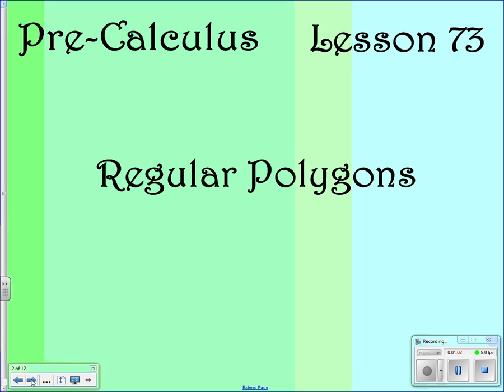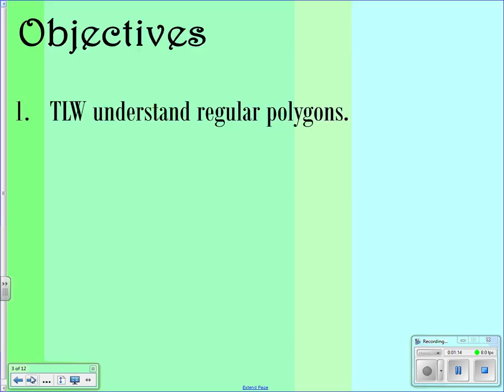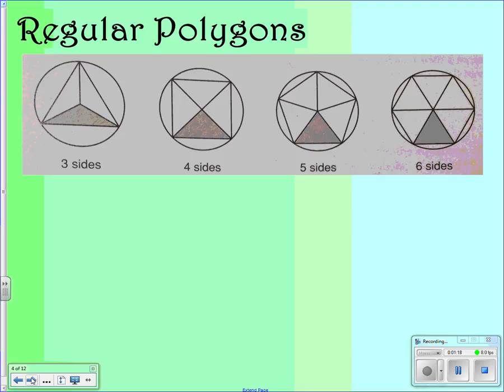Okay, so we are looking at lesson 73 today. We're going to look at regular polygons. Now we're going to be looking at finding the area and perimeter of regular polygons. So hopefully you'll remember some of that from geometry, and then this lesson will clear that up for you completely.